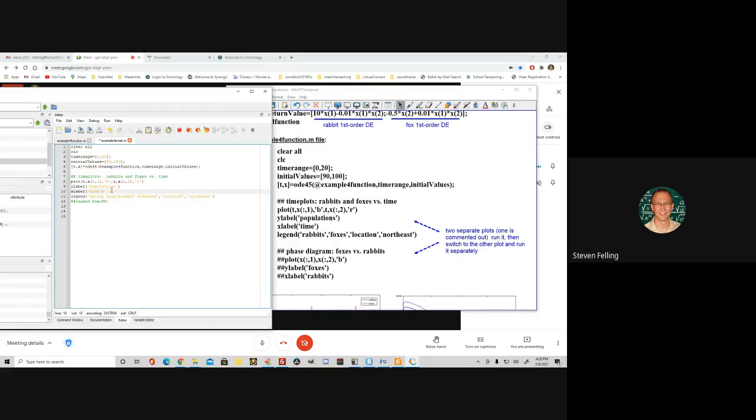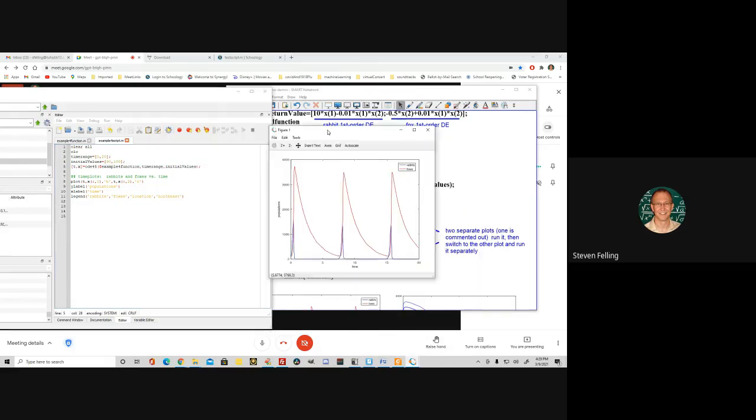I'll not specify that. And then for the legends, the first one, we're going to call that rabbits. The second one is going to be foxes. And then in the Northeast, we'll put a legend. Let's leave the box on this time. All right, so let's go ahead and save that and plot that and see what happens. So if I save that, if I go to the script file and execute, oh, there it is. Okay.